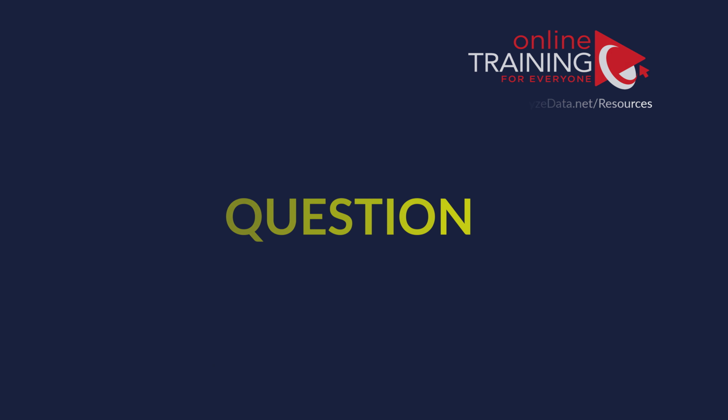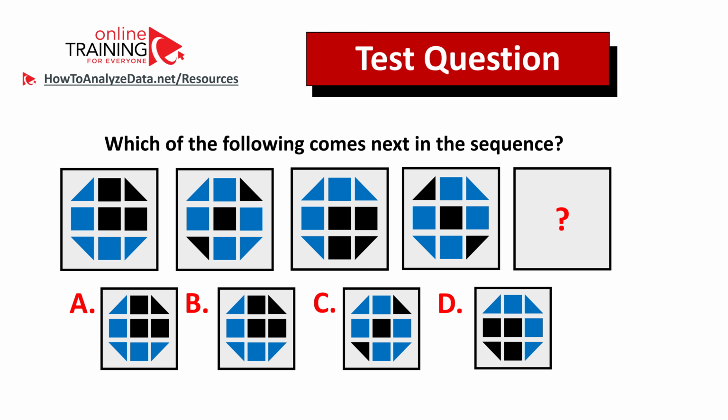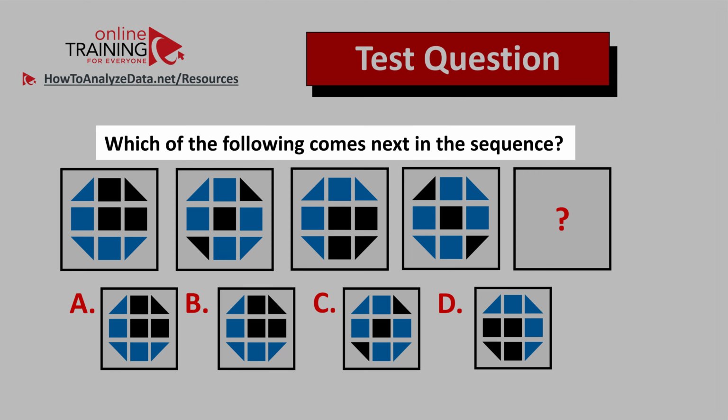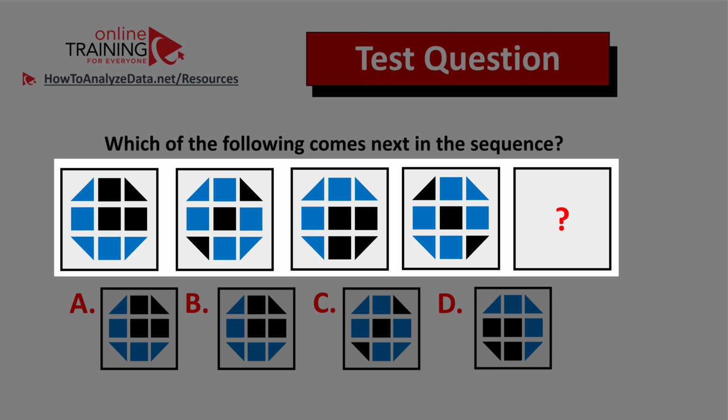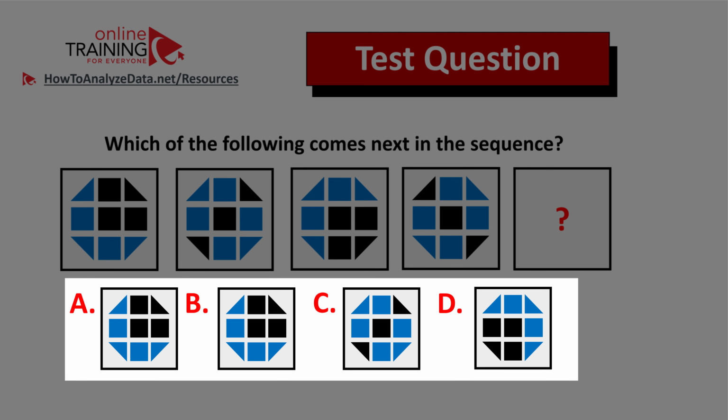Let me share with you a tricky question from the real test. Somehow, though, I have a confidence that you will figure out the answer, especially if you closely look for patterns. Here's the question. Which of the following comes next in the sequence? You're presented with the sequence of 4 squares, and the fifth one is missing.